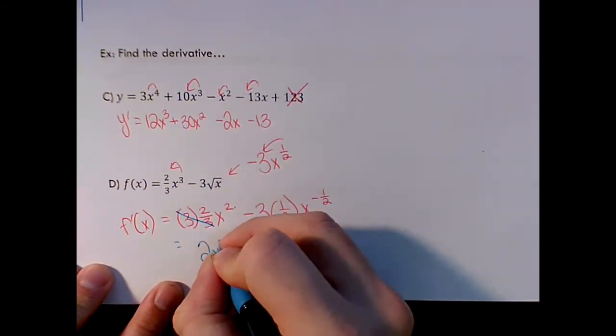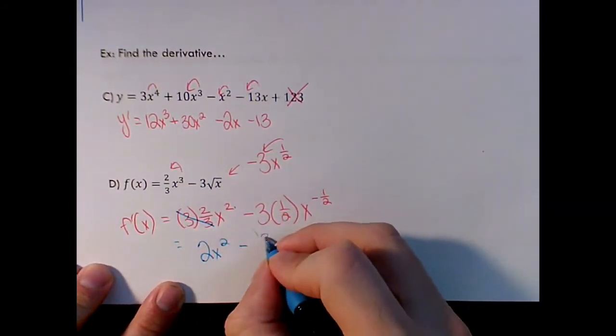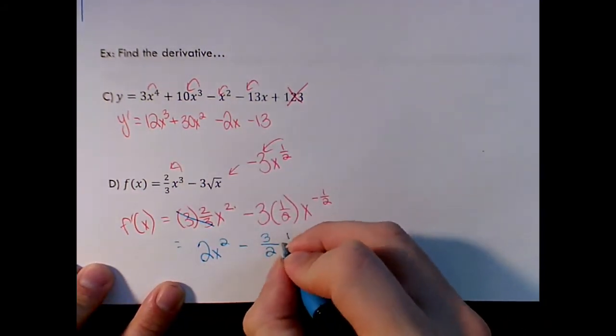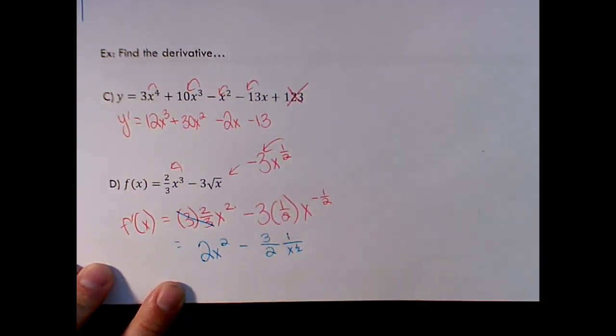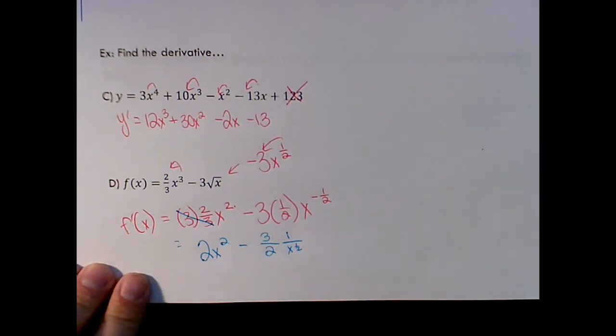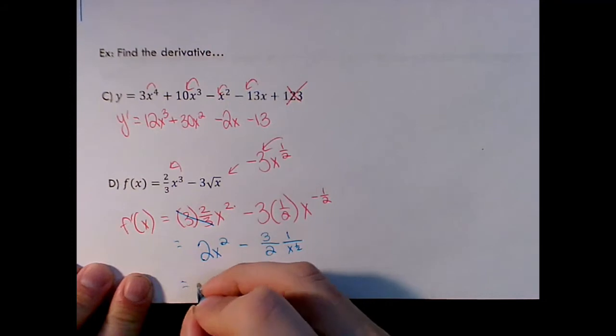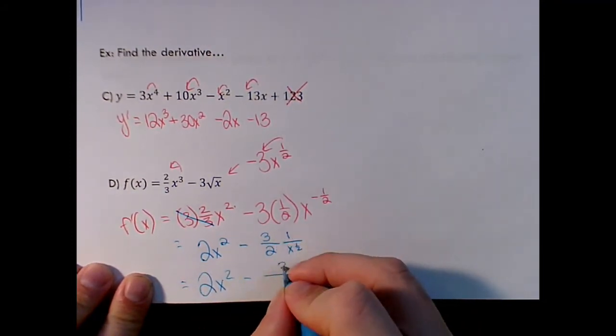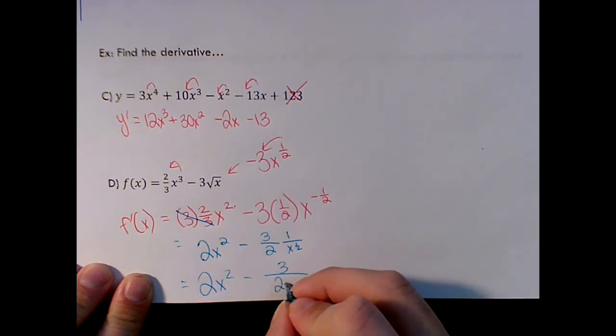Two x squared minus 3/2 times 1 over x to the 1/2. That equals 2x squared minus 3 times 1 is 3. 2 times x to the 1/2 is 2 root x.